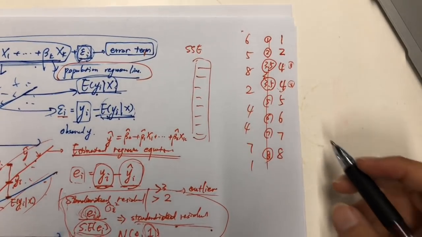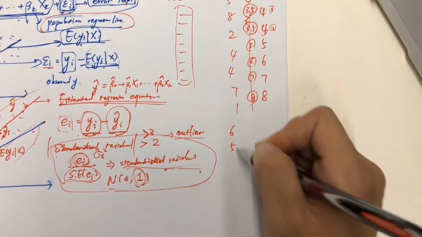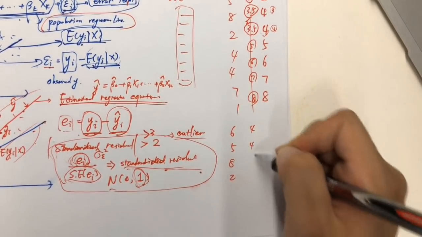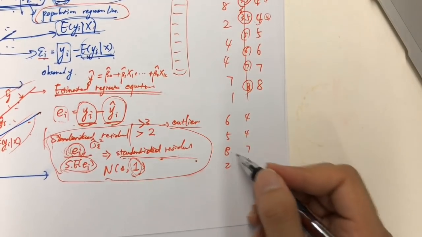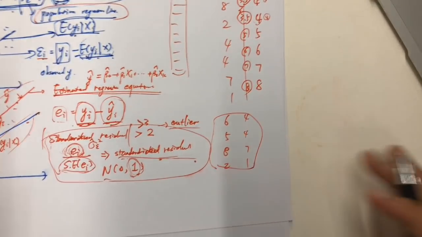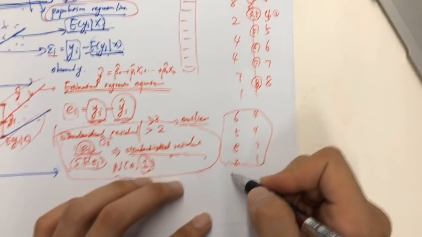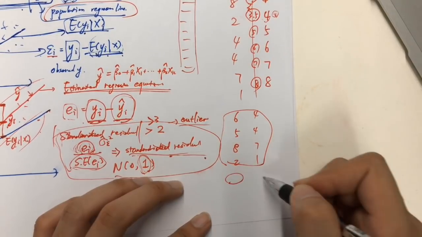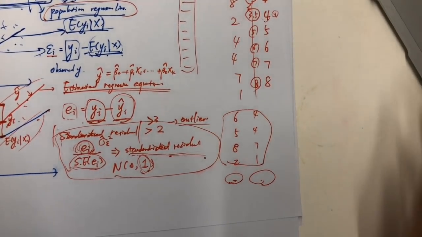Again, if you have two populations or two samples, where the first sample is 6, 5, 8, 2 and the second is 4, 4, 7, 1, you just rank them all together, okay? Put them all together and get the rank of each of them. Then you can have a rank sum of the first one and a rank sum of the second one and do your own calculations, okay?